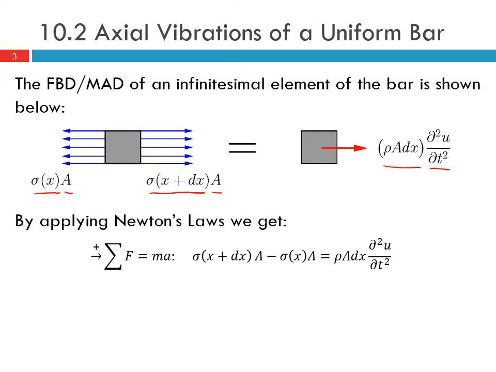So we can apply Newton's laws and say that the sum of F equals ma. We've got sigma of x plus dx times A minus sigma of x A is equal to rho A dx partial squared u by partial t squared. And we can cancel out the A's in each of these, so basically we have sigma of x plus dx minus sigma of x is equal to rho dx partial squared u by partial t squared.